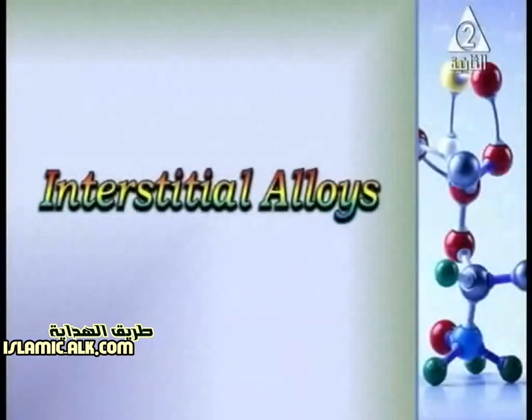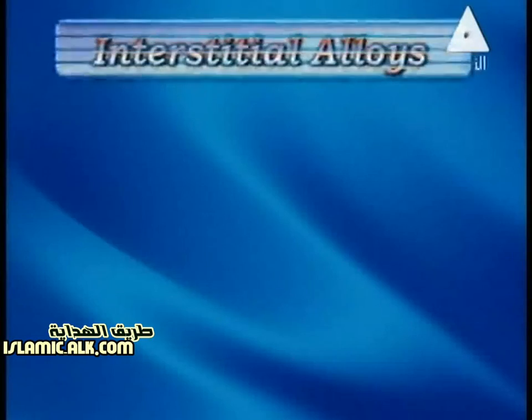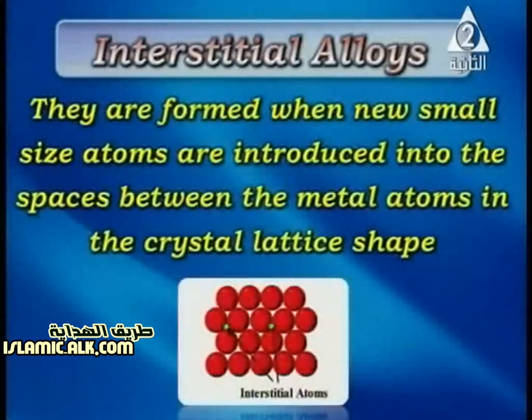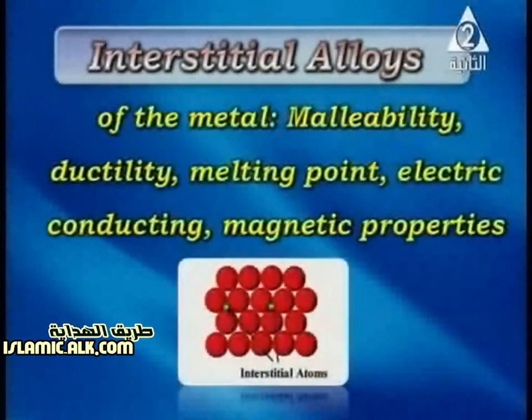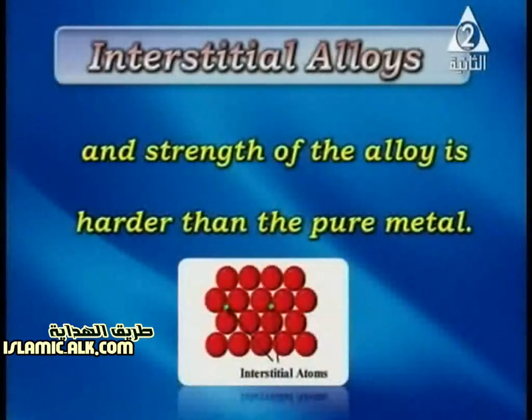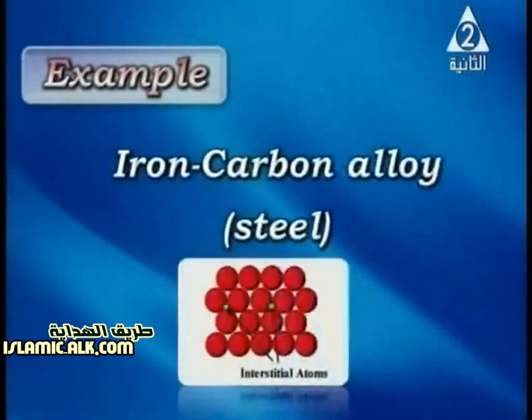The first type is interstitial alloys. In this type, the alloy is formed when new small size atoms are introduced into the space between the metal atoms in the crystal lattice shape, so preventing the movement of the metal layers, and this will increase the hardness of the metal and change the physical properties of the metal, such as malleability, ductility, melting point, electric conductivity, and magnetic properties, and also the strength of the alloy, which makes it harder than the pure metal. For example, iron-carbon alloy, which is steel.